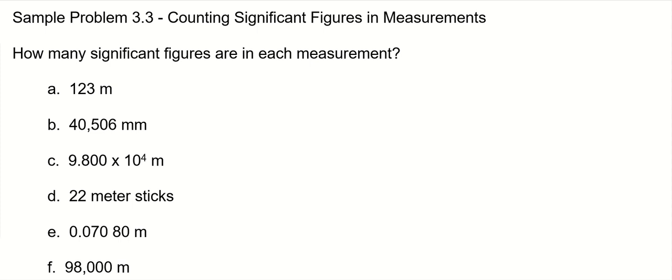Right, this should look familiar to us. Let's count these sig figs in these measurements. A: every digit that is not a 0 is significant. That's 3. B: 40,506 millimeters.